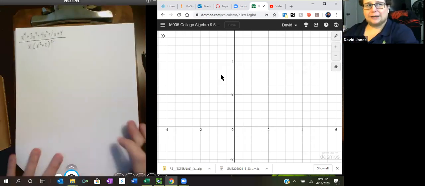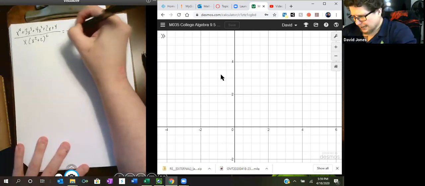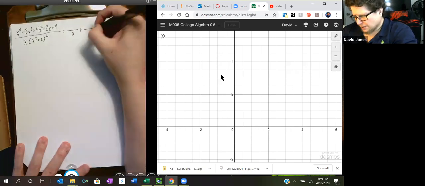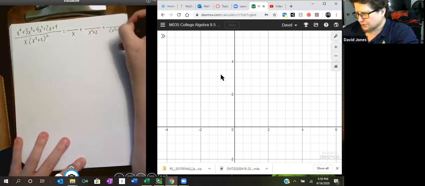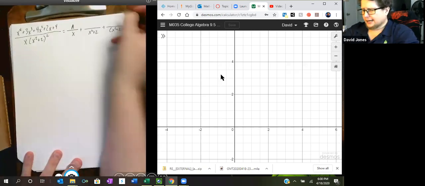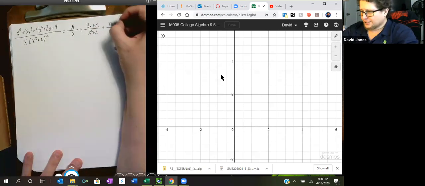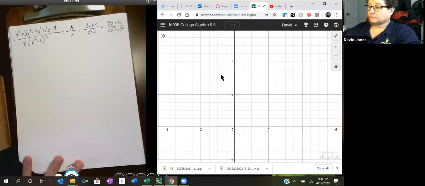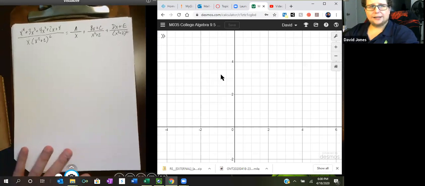Okay, so first off, we want to decompose that. I need a term with x on bottom, a term with x squared plus 2 on bottom, and a term with x squared plus 2 squared on bottom. I can use a here. I'm going to use bx plus c here. And let's do dx plus e here.